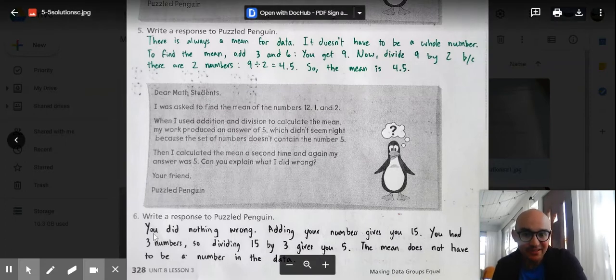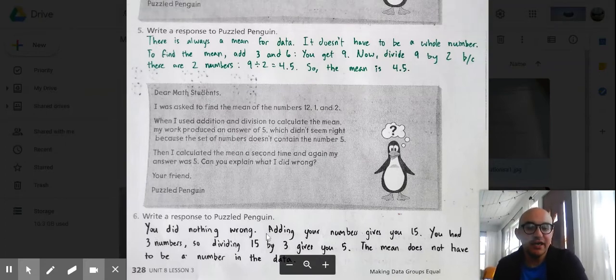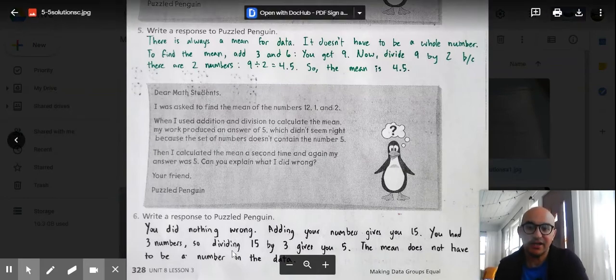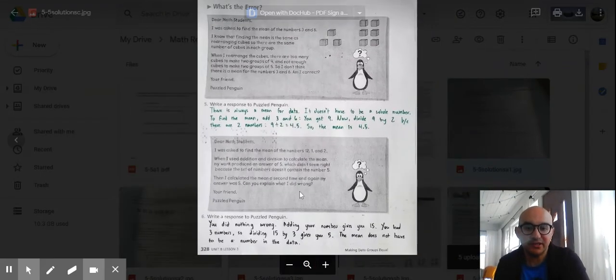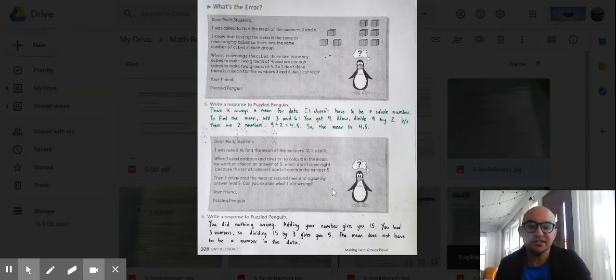Well, here's the deal. He didn't do anything wrong. He just didn't trust himself. Adding your numbers gives you 15. You had 3 numbers, so dividing 15 by 3 gives you 5. The important takeaway from this problem, and the thing I would tell Puzzle Penguin, is that the mean does not have to be a number in the data set. So he's right when he says the mean is 5, but there is no 5 in our data set. That's something we just have to understand about what mean is. It's not the most common number. It's not one of the numbers necessarily. It's a calculation within the data set. So we don't have to get too worried about this concept.